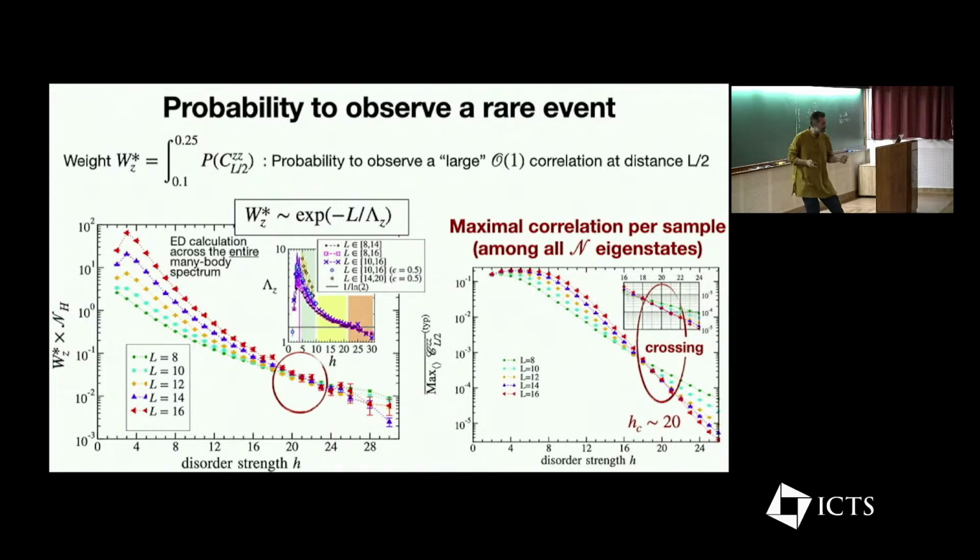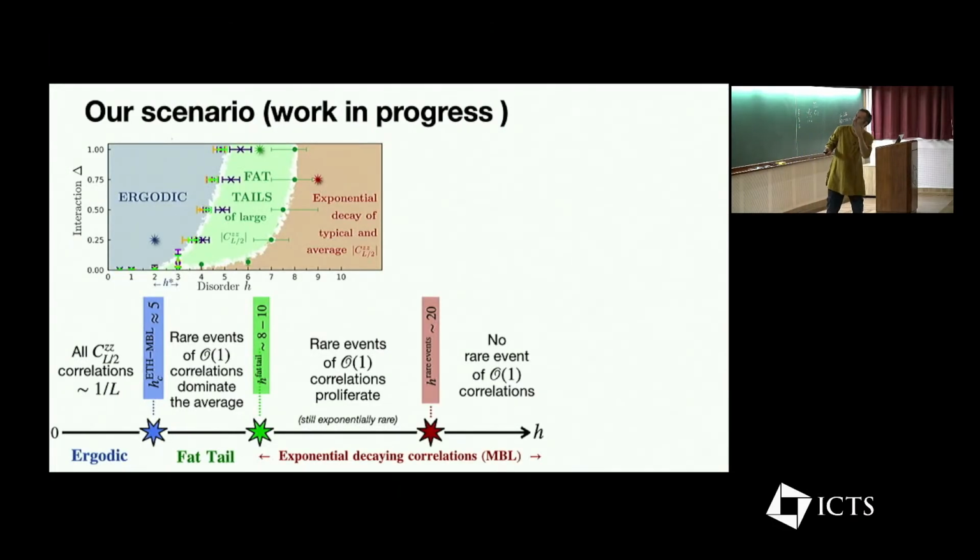Okay, so I should speed up, sorry. So our scenario is the following. We have this, the blue regime, this is the ergodic phase. We have this rare event regime that we have first identified, and then we just discovered that the rare events can still be present here, but they become more and more rare, up to a point of about 20 in the disorder strength, where there's no rare event.